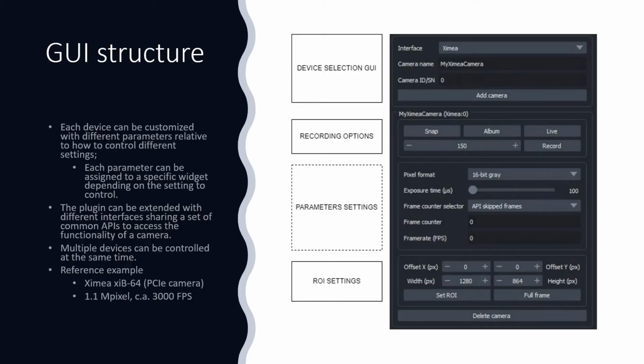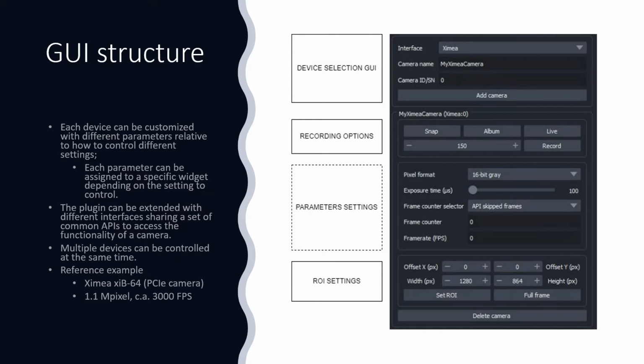Here we can see the GUI structure of the plugin. At the top we have the device selection GUI, which allows to select which type of camera we want to add to our controller. Then we have the recording options, which we can use for snapping, creating an album, live, and recording. And also the parameter settings, which is the customizable area which the user can use to create his own widgets in order to add the control of different settings of the specific camera. Finally, we have a ROI setting widget, which allows to expand or reduce the region of interest of the acquired images.